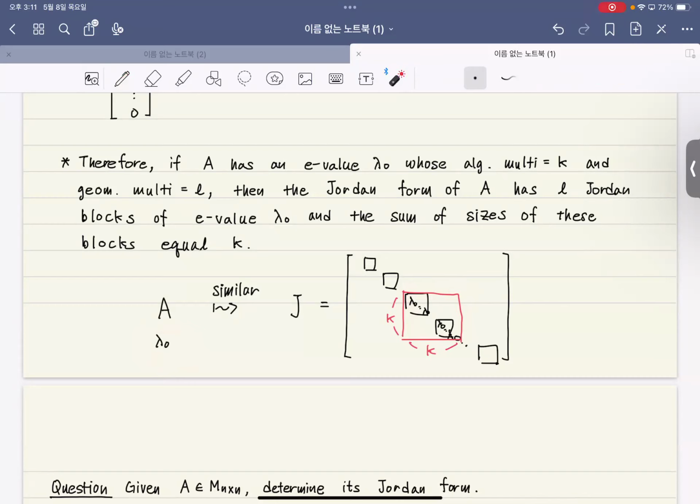And it has geometric multiplicity L. Each block contributes geometric multiplicity 1, because we proved that a single Jordan block has geometric multiplicity 1. So in order to have geometric multiplicity L, I will need L many Jordan blocks. Therefore, I will need precisely L many Jordan blocks of eigenvalue lambda 0.